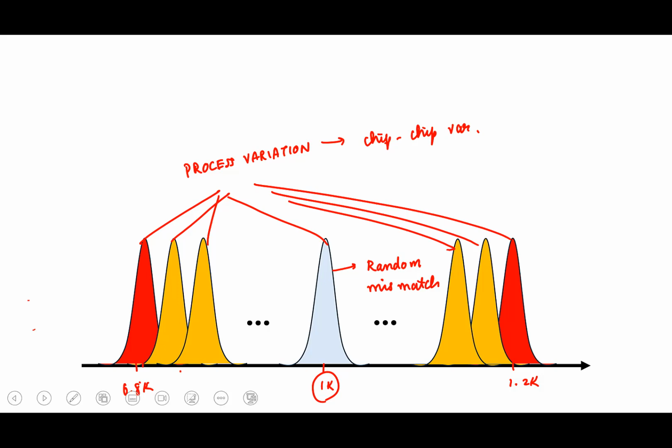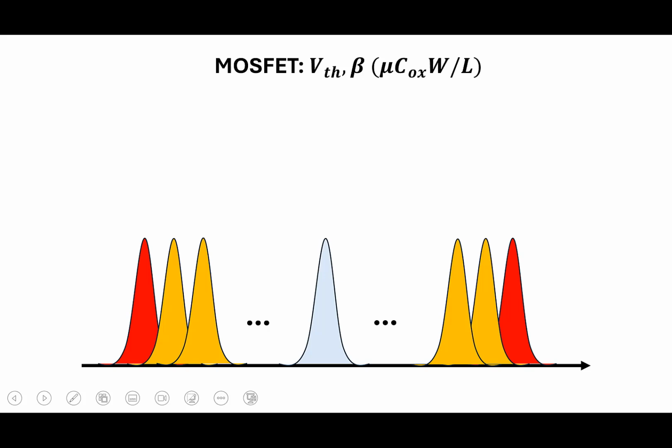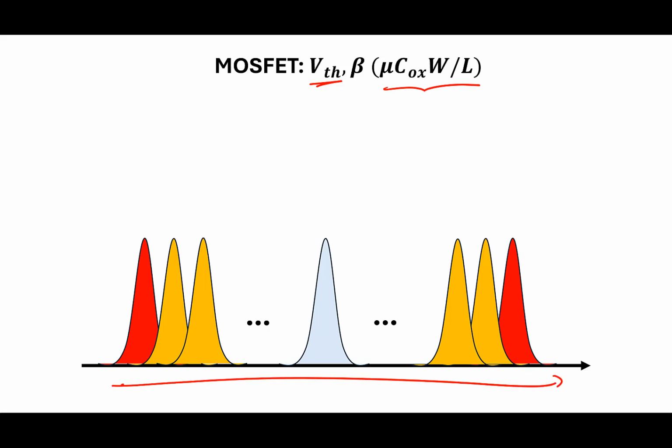I have taken an example of a resistor, but even if you take a capacitor, the same thing will happen. The capacitance value will also have the same distribution. And a MOSFET is no exception. For a MOSFET, the properties you are interested in are, say, the threshold voltage and the mu n COX W by L factor. Both of them will also have a Gaussian distribution. And for the process variation in the MOSFET, we give some special names.